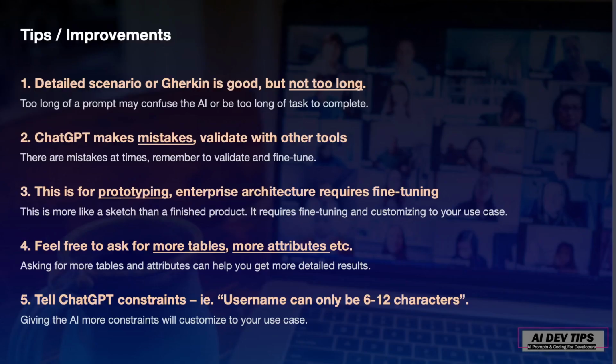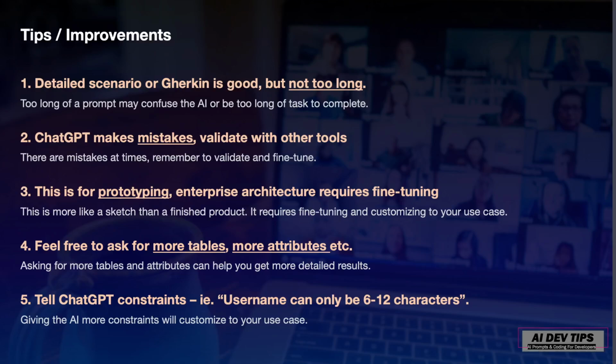Here are some more tips and improvements to get more out of this type of prompt. Detailed scenarios or gherkins are good, but not too long. Too long of a prompt often does confuse the AI, or it may be too long of a task for it to complete and it may just give you a partial. Also remember, ChatGPT does make mistakes, so make sure to validate these ideas with other tools as well. Remember, this is for prototyping. Enterprise architecture requires a lot more fine-tuning and customizing for your use case.